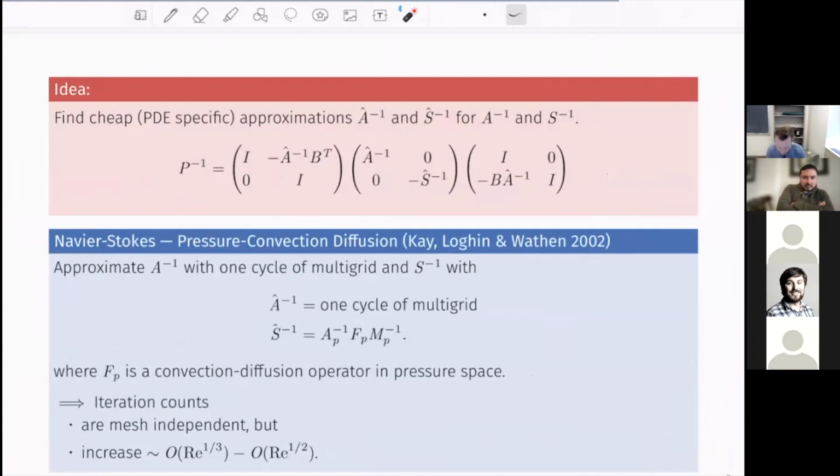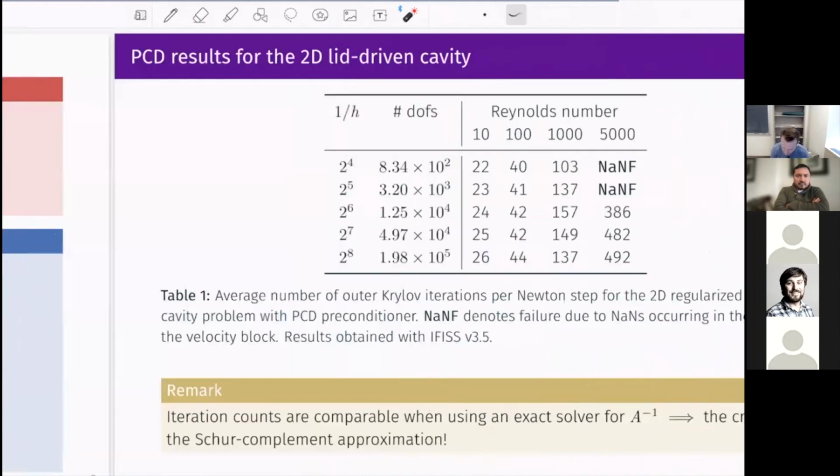A couple years later, this was improved, and they realized, okay, if they choose a different choice for the Schur complement, this matrix S, again they get something that's mesh independent, but iteration counts only increase like the square root of the Reynolds number, right? And so that's a massive improvement compared to quadratic growth, but it's far from ideal.